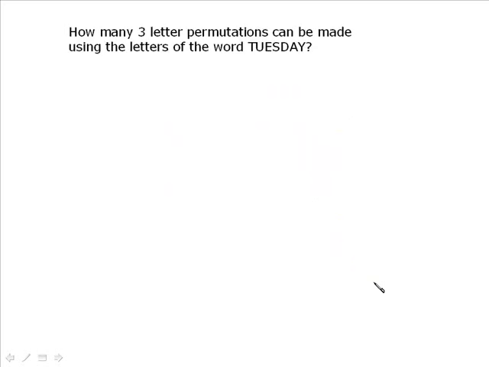How many 3-letter permutations can be made using the letters of the word Tuesday? So this time it's just a three-letter arrangement that we're making. So we can just draw the three slots. And we have 1, 2, 3, 4, 5, 6, 7 choices for the first one. So with the fundamental counting principle, we would go 7 choices for the first. We would have a choice of 6 letters for the next, and then 5. And then we could multiply them together, and we should get 210. So 210 permutations.